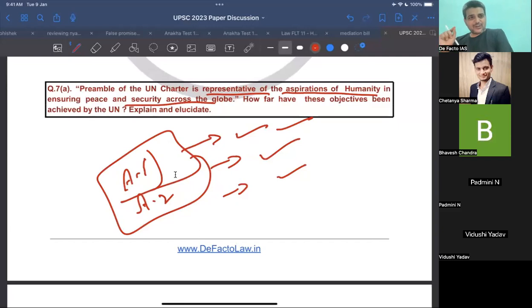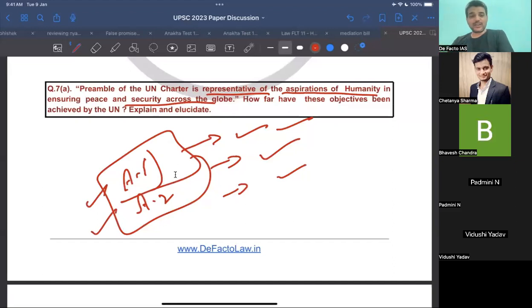So this Article 1 and Article 2 can be used in 3 types of questions: limitation of international law, improvement that can be done in international law, or what is the objective that can be done to achieve. Is this understood? Yes or no, everyone? Purpose and principle, right? So this is something very important.